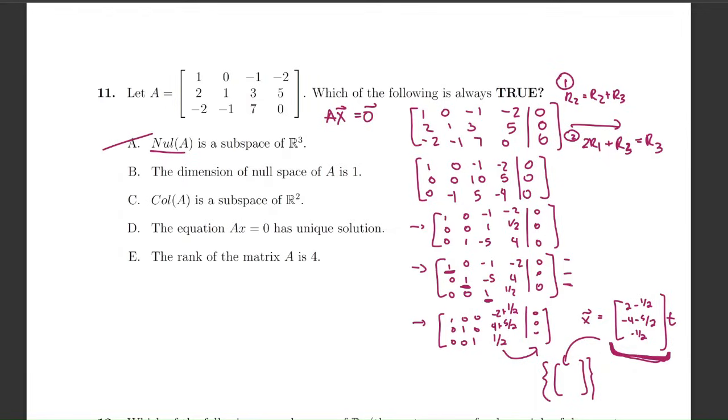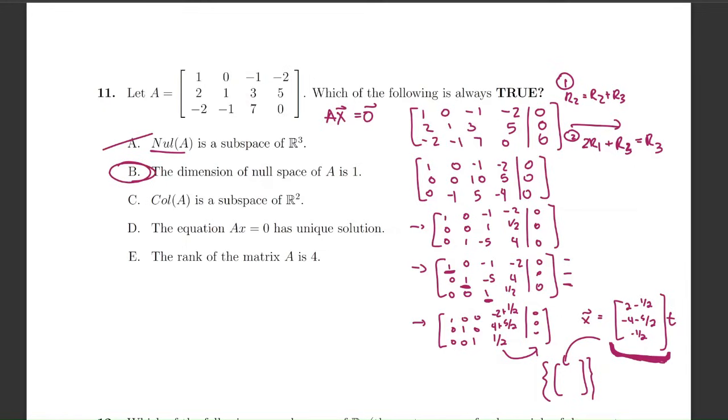In part B, the dimension of the null space of A is 1. We actually figured that out because we only have one spanning vector. So the null space of A is spanned by this vector. There's only one vector in the basis, so the dimension of the null space is 1. So this is true.